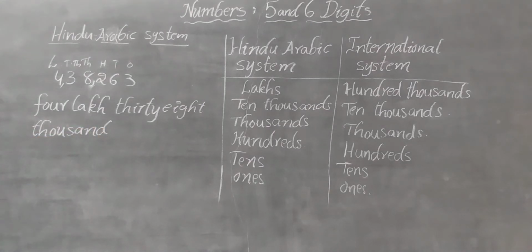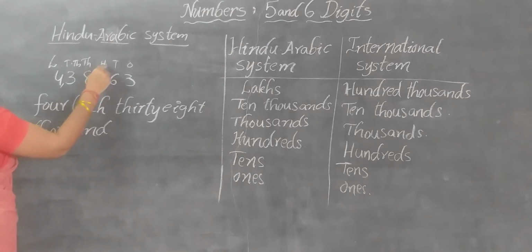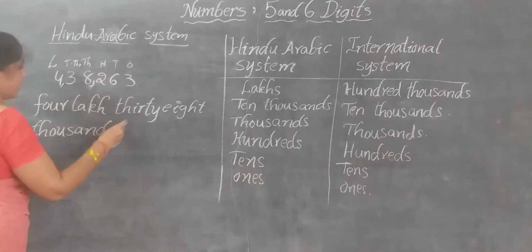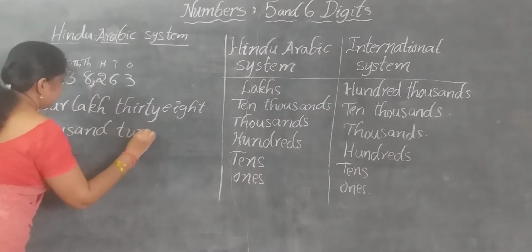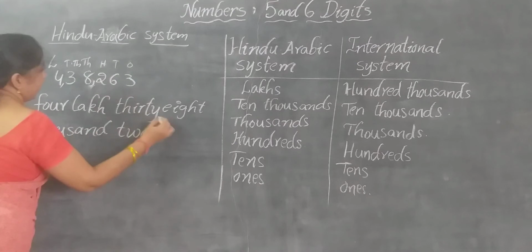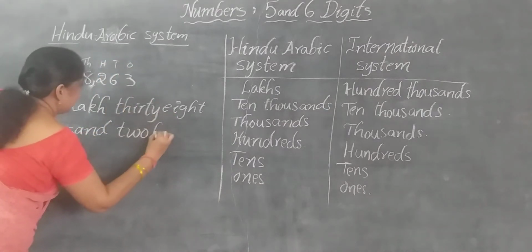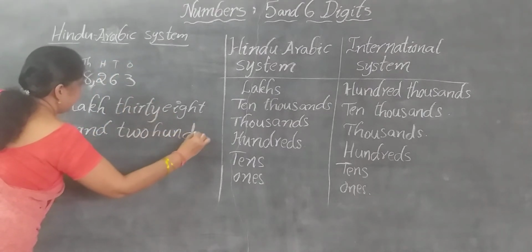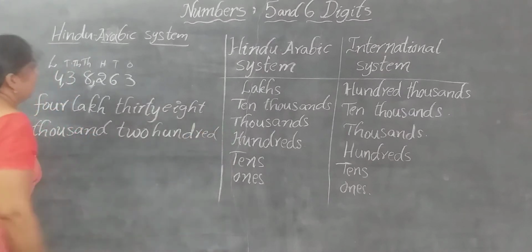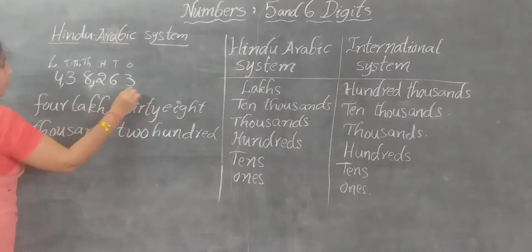38,000. After that, what is this 2? Which place is here? Hundreds place. So 200. Hundreds place, so 200. And what is this number?